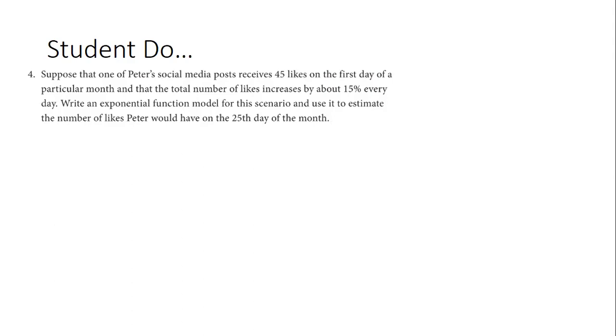All right, so we have here Peter. Peter is trying to be a social media influencer, I see. He gets 45 likes on the first day of a particular month. He's starting off slow, I see. And then the total number of likes increases about 15% every day. Write an exponential function model for the scenario and use it to estimate the number of likes Peter would have on the 25th day of the month. Okay. So marking the text, we have he receives 45. It increases by 15%. And I'm looking for an exponential model. And I want to know what's happening on the 25th day, right?